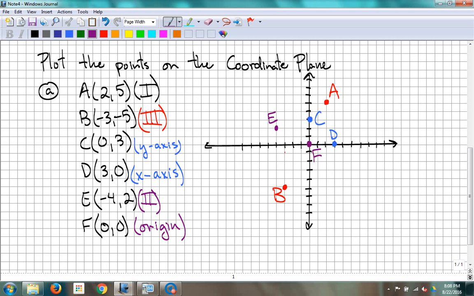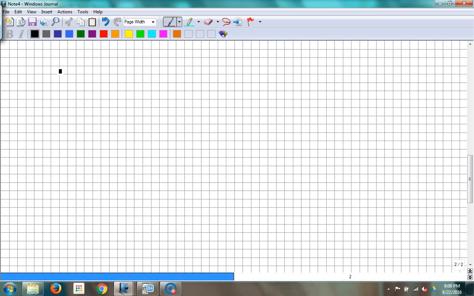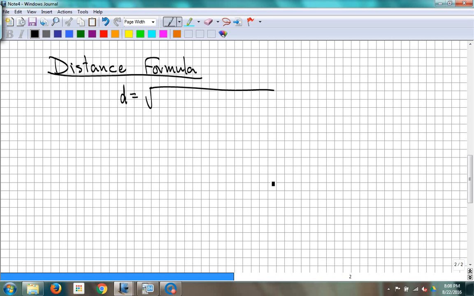Not too bad. All right, now let's talk about a formula that we need to know. The distance formula. Distance formula used to find the distance between 2 points is what that's for. Okay. Obvious, right? For the distance formula to work, you have to have 2 ordered pairs.